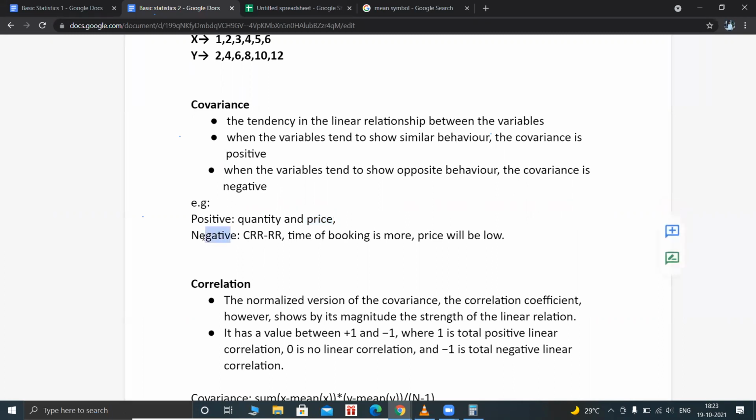An example for negatively correlated is in cricket. In cricket, when chasing is happening, right? I hope everyone knows cricket. When chasing is happening, if the current run rate is high, then obviously the required run rate will get low, right?